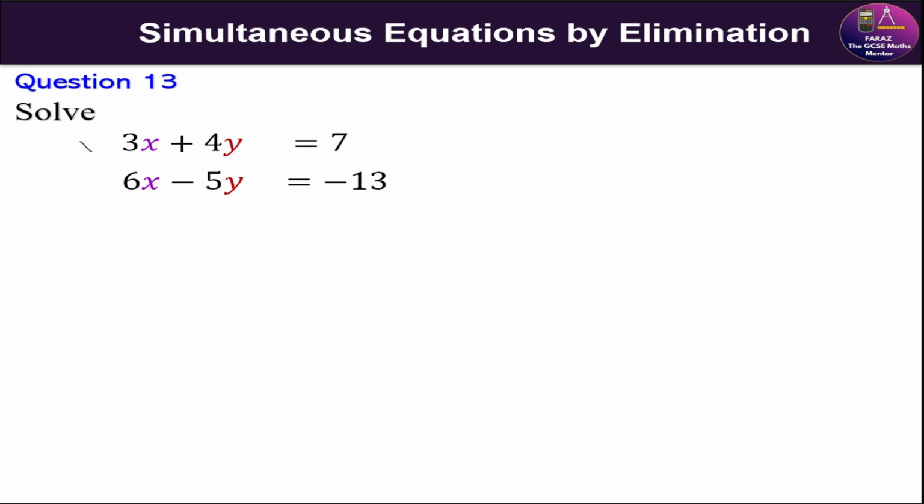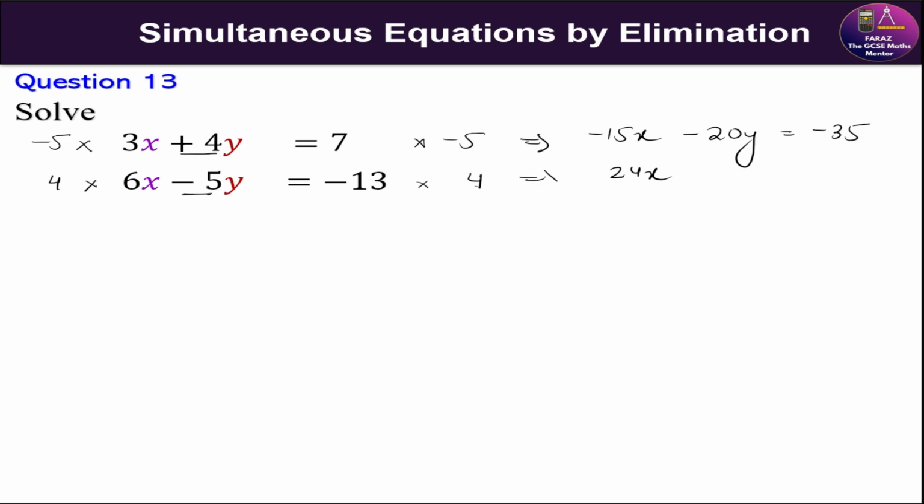In the first equation, you have to multiply by negative 5, because that is what is there in the second equation, and it is plus 4 in the first, so you have to multiply this one by 4 on both sides. After multiplying, it will look like this: negative 15x and negative 20y equals negative 35. And this one will become 24x, negative 20y, because 4 into 6 is 24, 4 into negative 5 is negative 20y, and then negative 13 times 4 is negative 52.